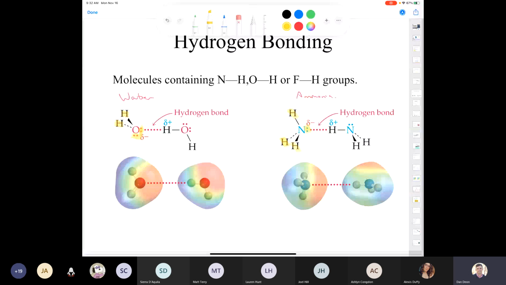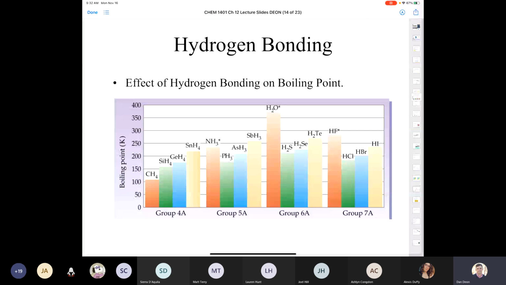If we look at this figure here on this slide, and we just focus on hydrides of group 4A elements, as we go from methane to silicon tetrahydride, germanium tetrahydride, and tin tetrahydride, what do we see? We see that the boiling point, which is on the y-axis here, increases as we go from methane and we go down the group.